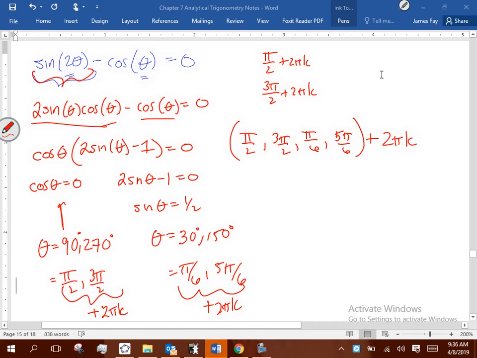Okay? Notation-wise, maybe those parentheses should be braces, but I don't really care. Just show me that you know all of those need 2 pi k added to them to get the infinite solutions. And it saves you a little bit of writing. The same thing if we're working in degrees. Just don't add 2 pi k, add 360k. Is that all right? Okay.